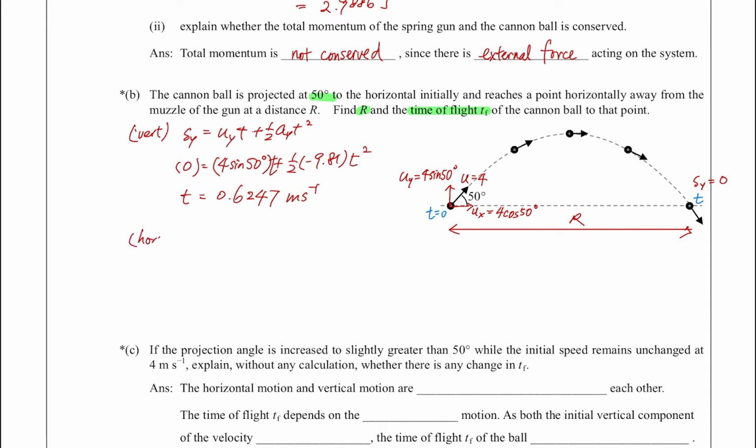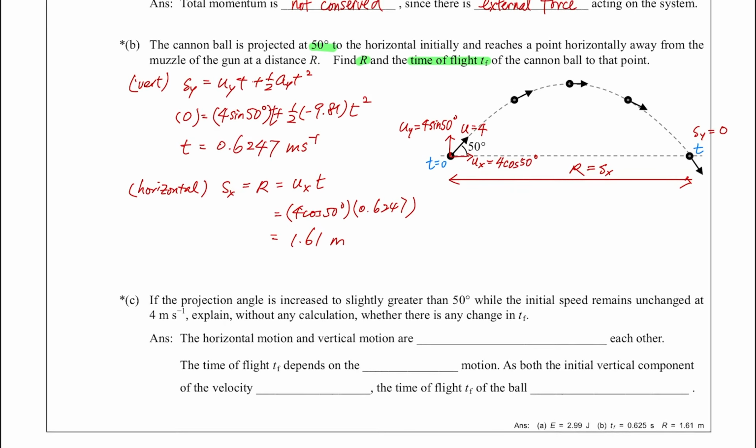Now once we have the time of flight, then we can consider the horizontal motion and then find the range. The range means the horizontal displacement. And because horizontal motion is a uniform motion, we can calculate using S equals ut. So ux is equal to 4 cosine 50 times the time of flight 0.6247. So the range is 1.61 meter.